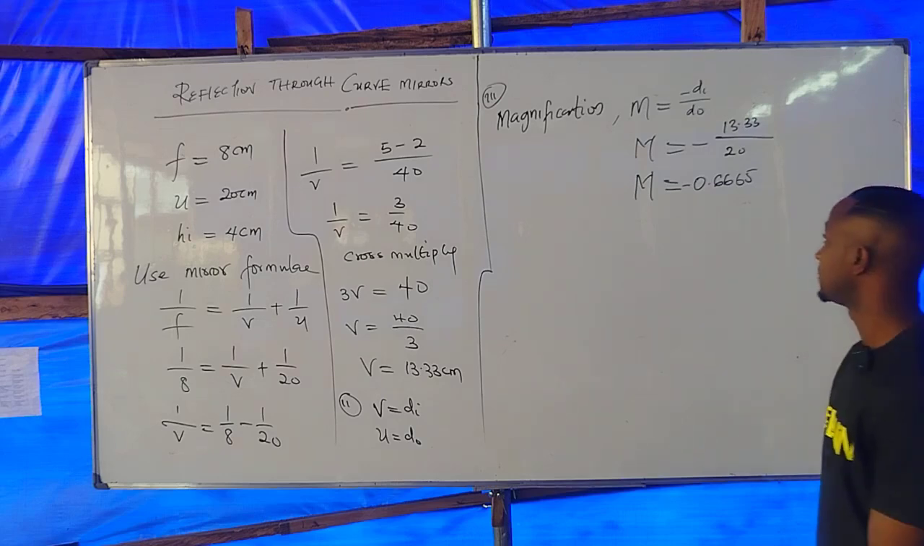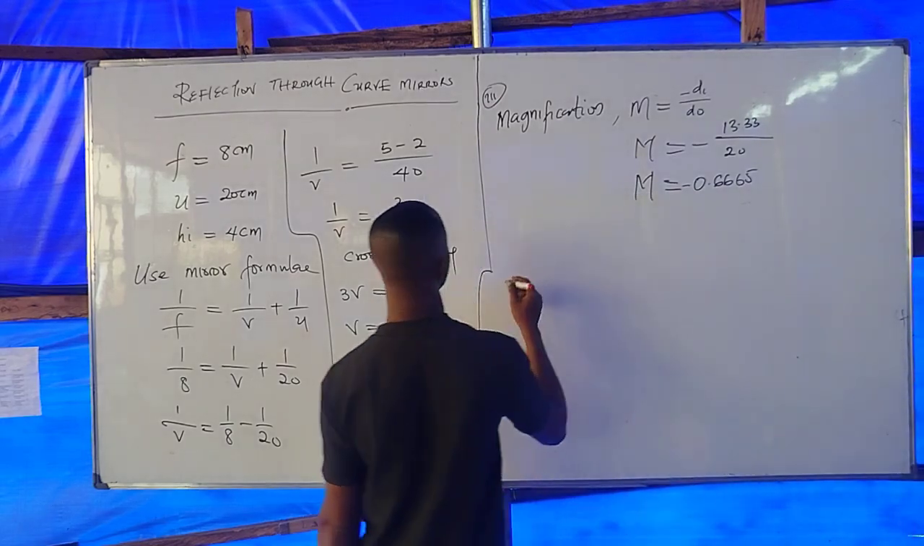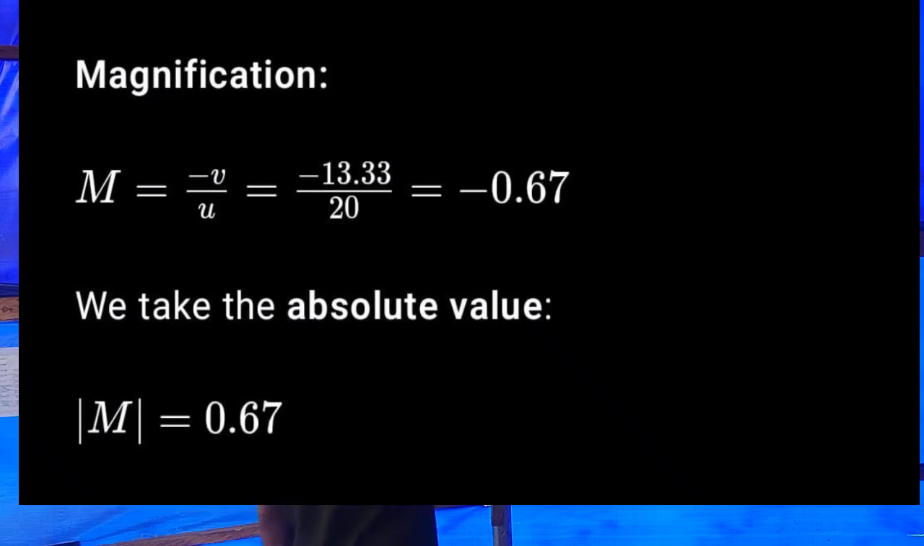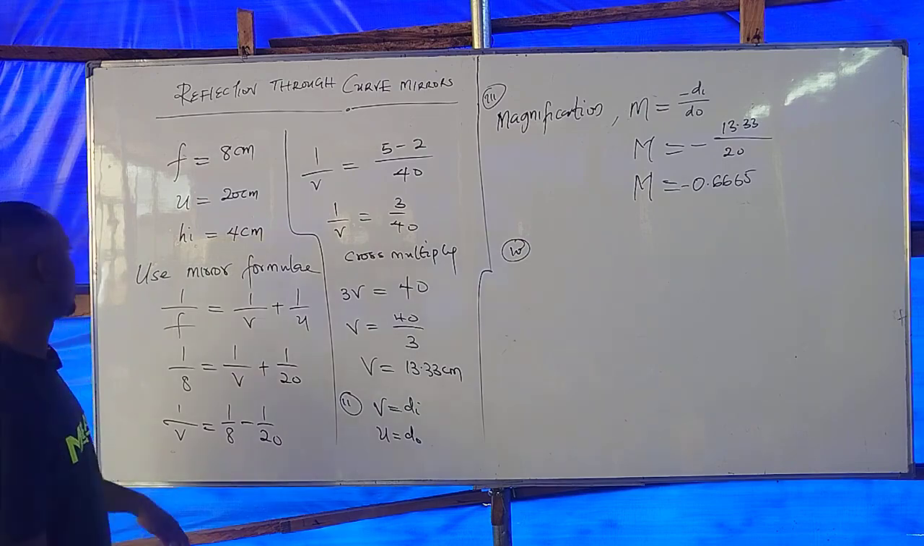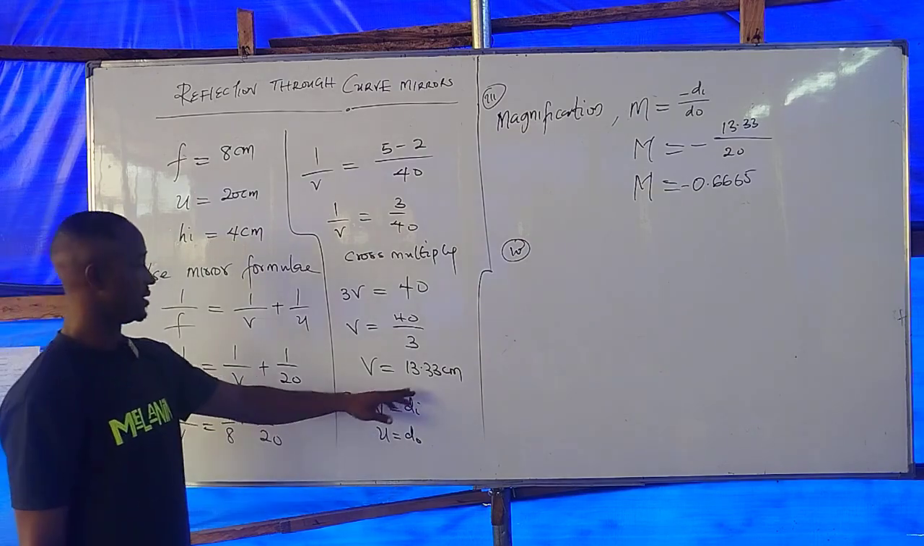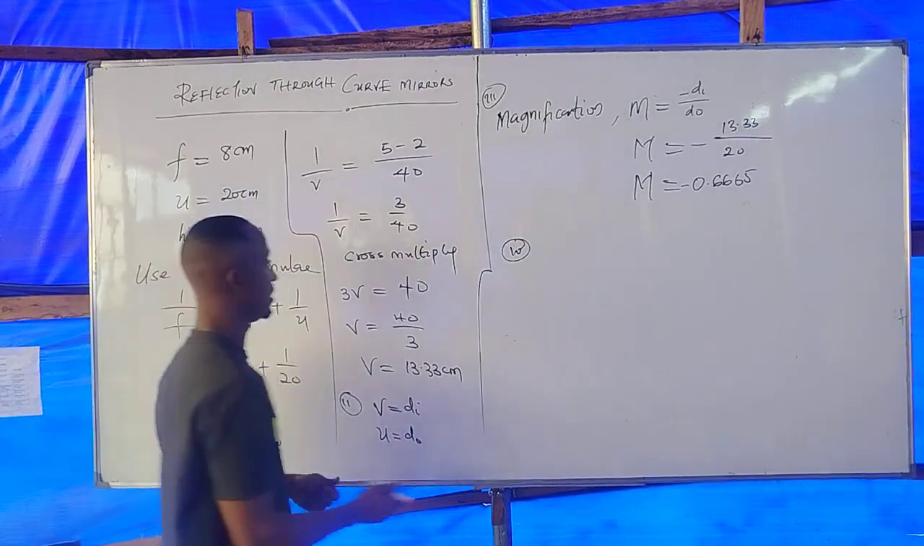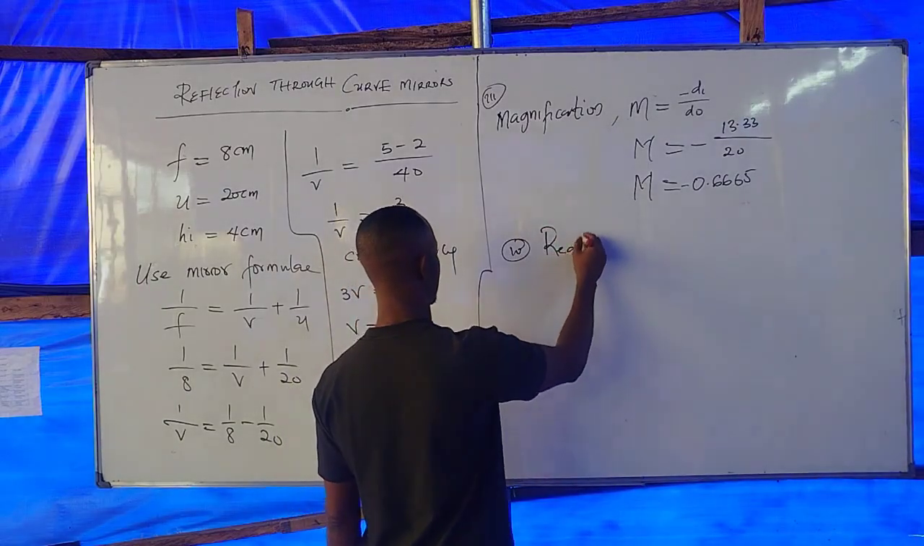What's the next one? From what we have seen so far, is the image real or virtual? It is real. Why is it real? It's positive. What's the image distance? 13.33. So the image is real, right?